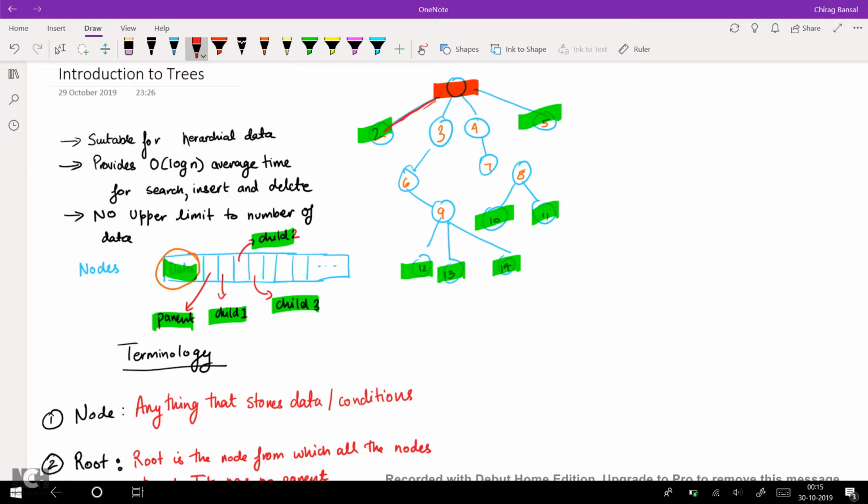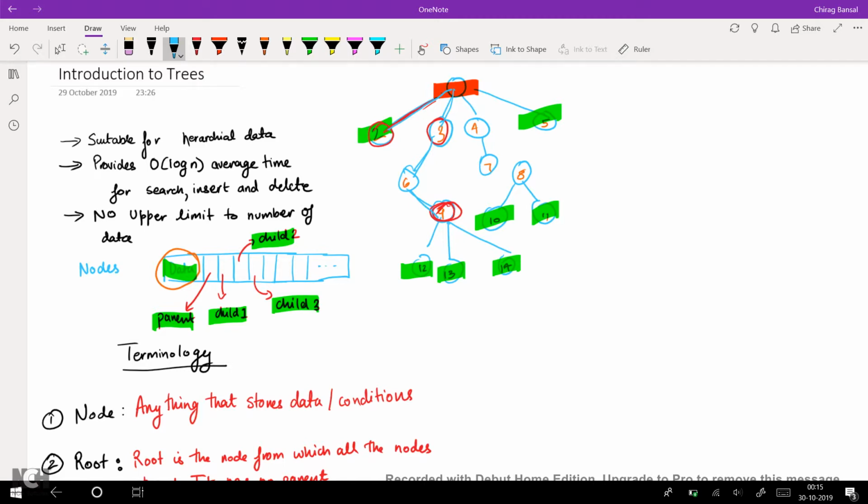Path. Path is the sequence of edges and nodes between the nodes between which we have to find the path. Distance between two nodes is said to be the number of edges in the path from one node to the other node. For example, let's find the distance between 2 and 9. The distance between 2 and 9 here is 4 as we move from 2 to 1, 1 to 3, 3 to 6 and 6 to 9. We have 4 edges, thus the distance is 4.